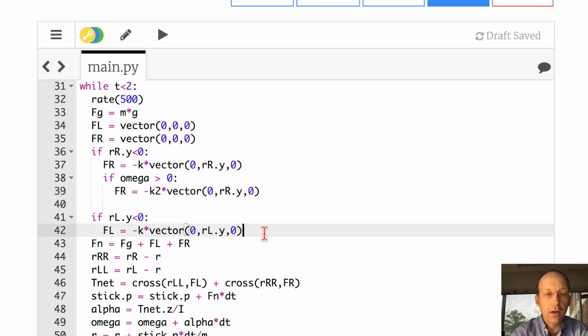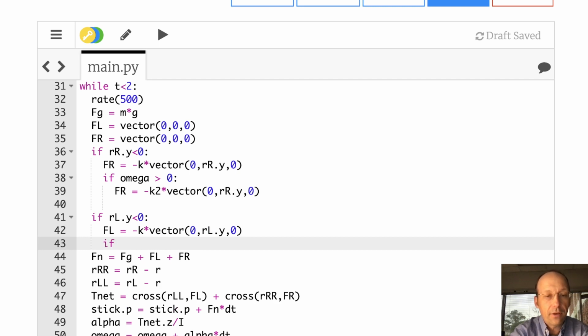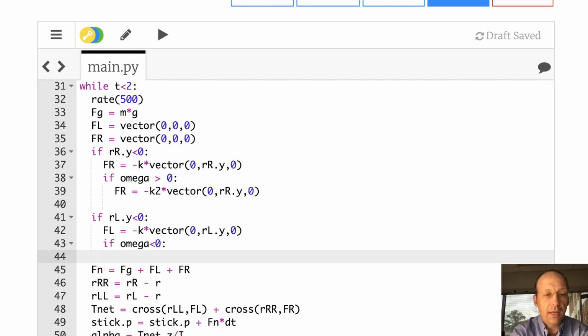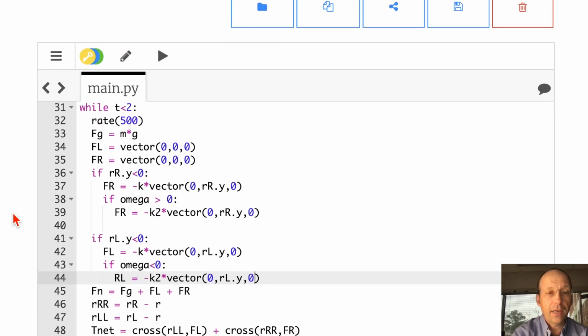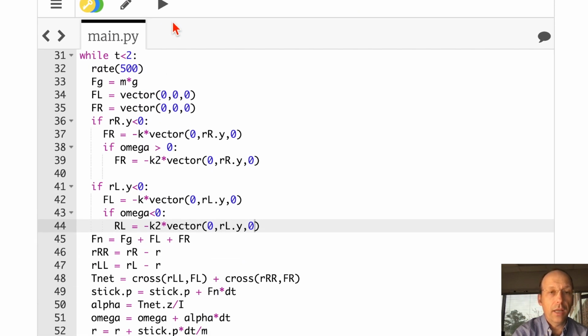Now over here, I'm going to say if omega less than 0, then FL is negative K2 times vector. And this isn't the best way to do it, but you know, I like to do things in a bad way, just to show you that bad ways do indeed work. Okay, so now I have 2 spring constants. Let's see what happens. I should save it. I haven't saved it in a while. Save. Very careless of me. Okay, run it.